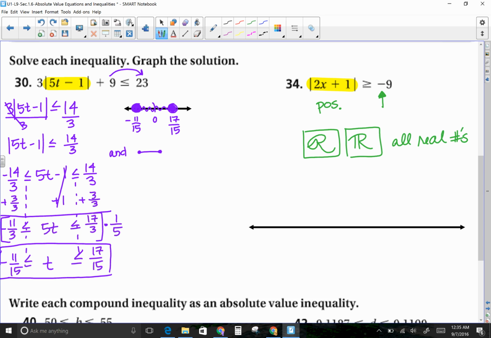So when you have a negative number over there, you've got to pay attention. If it's greater than, it's all real numbers. If it's less than, it's going to be no solution.